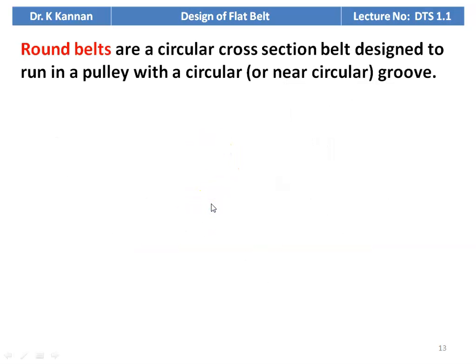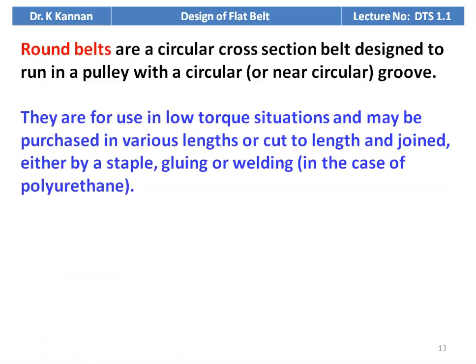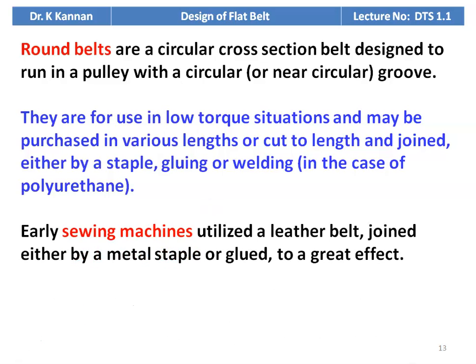Round belt, or circular cross section belt, is designed to run in a pulley with a circular groove, or a nearly circular groove. They are for use in low torque situations and may be purchased in various lengths or cut to length and joined either by staple, gluing or welding as in the case of polyurethane. So depending on the material, we can go for stapling, gluing or welding of the round belt. Early sewing machines utilized a leather belt joined either by metal staple or glued. So this is an example of the round belt: sewing machines were using the round belt in earlier designs.